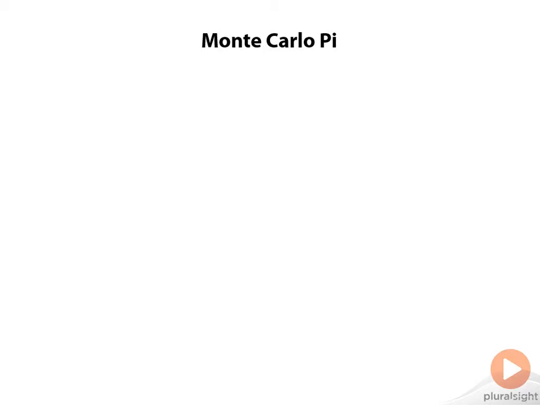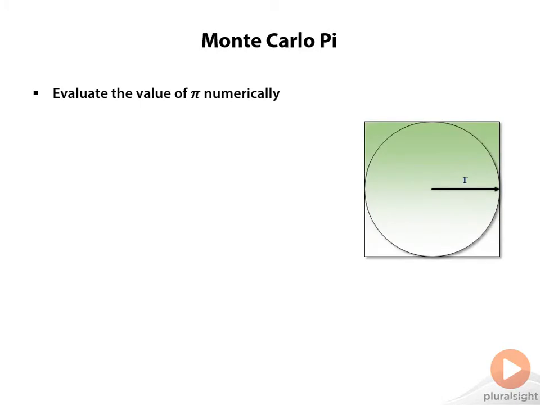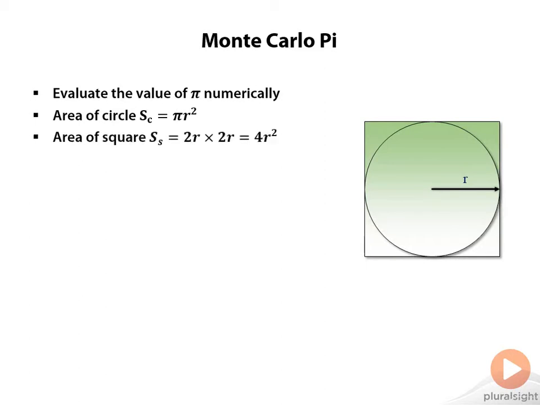All right, so now we're going to go with a concrete example of how to use atomics to do something, and we're going to evaluate the value of pi numerically, and we're going to do it using this nice little diagram. So what I have is a circle inscribed in a square, and the circle has a radius r. So we know that the area of the circle is pi r squared, and we can guess that the area of the square is 2r times 2r, so 4r squared.